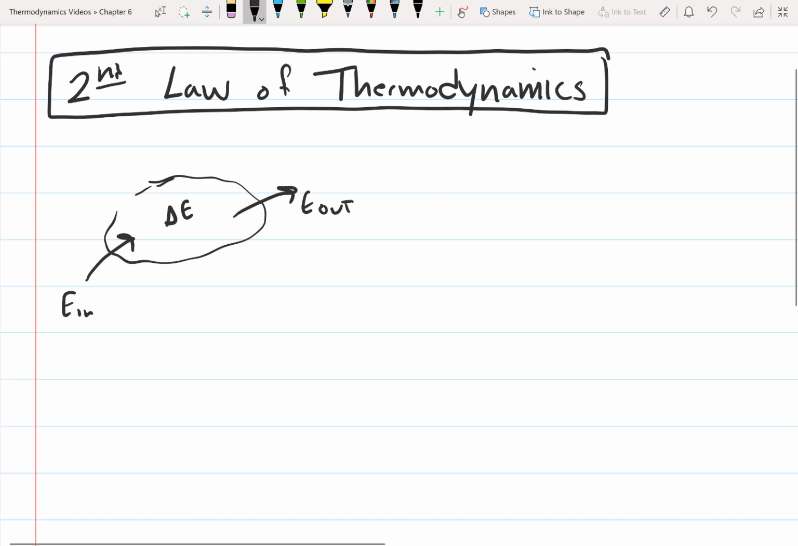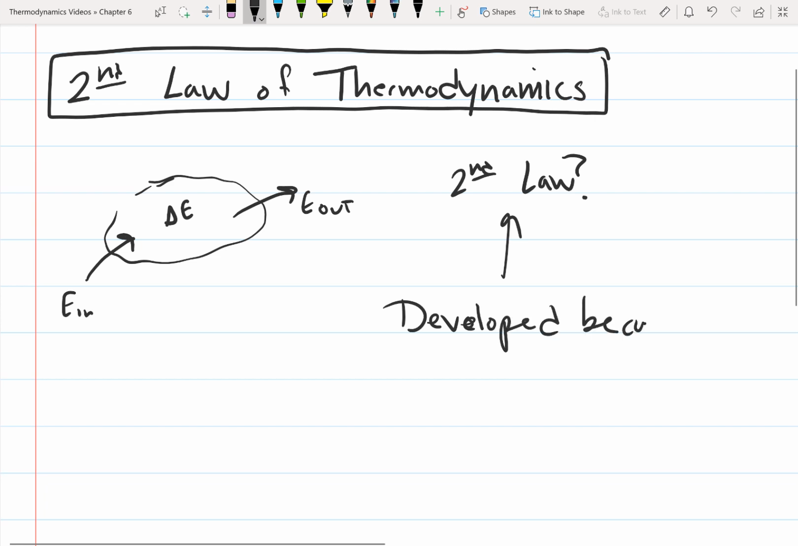So first of all, why do we even have the second law? Why do we need it? We've been using the first law so far to solve problems, and it seems like things have been going pretty well. We've been getting answers, and it doesn't seem like it's been a problem. But basically, the reason we have the second law is because of the first law. The second law was developed because of the first law.